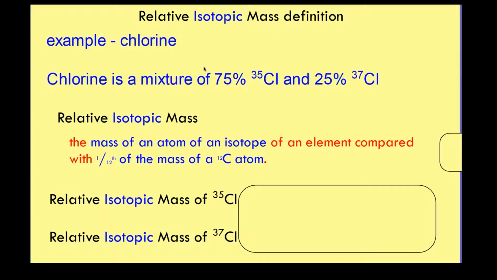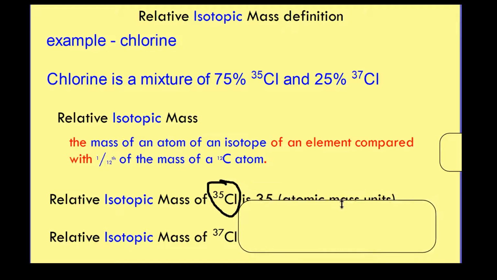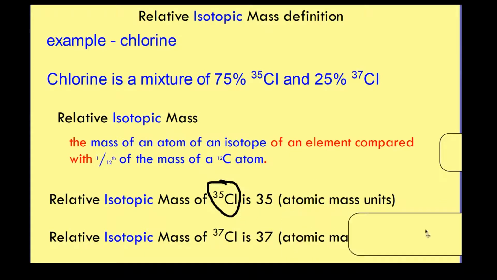That seems very, very long-winded. What does it really mean? Well, if we've got the relative isotopic mass of chlorine-35, then very simply it has a relative isotopic mass of 35 atomic mass units. And again, for the relative isotopic mass of chlorine-37, it has a relative isotopic mass of 37.